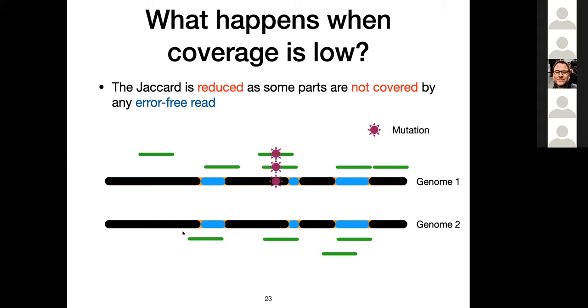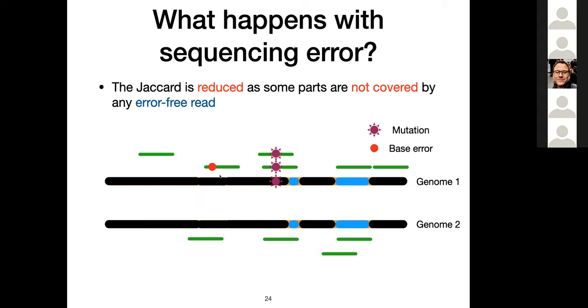If some part of the genome is not covered by reads from both of the genomes, those parts are going to reduce the Jaccard index because they are not part of the intersection, not because there is a mutation, but because it's not covered, right? So the coverage has to be modeled. Similarly, if you have sequencing error, you have the same problem. If you have only one read and that read has an error, that k-mer is not shared, but that's not a real mutation, that's a sequencing error.